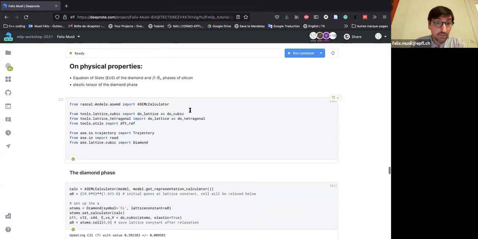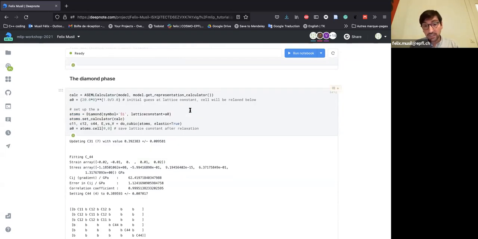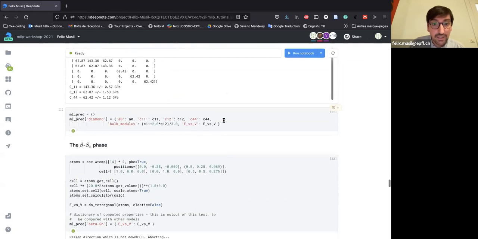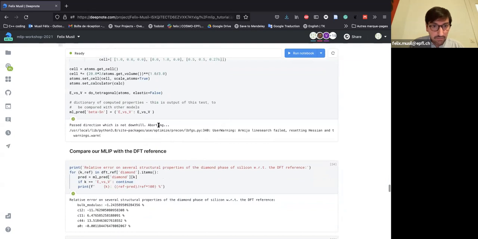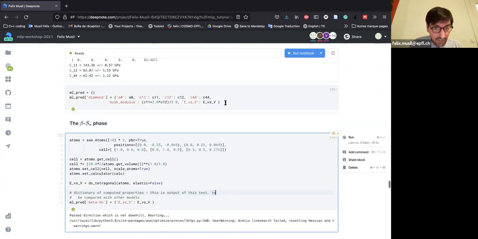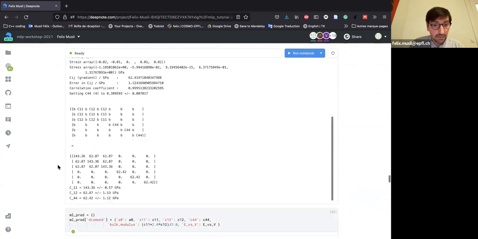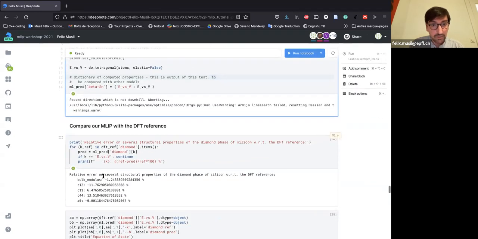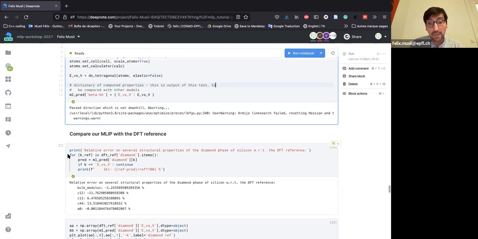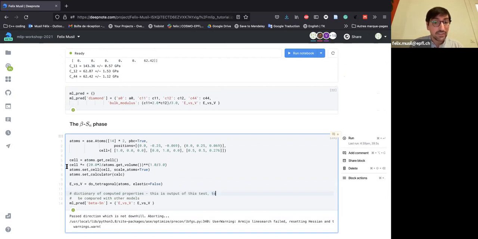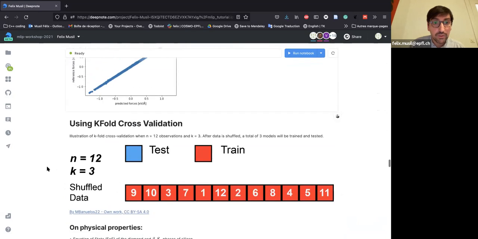And now we can predict and compare with some more meaningful targets. In this case, the elastic constants of the diamond phase and the beta-tin phase of silicon. As you can see, this particular model I just trained on the diamond phase. So we get decent estimates for the bulk modulus and other parameters. Also the lattice constant is quite good for the diamond phase, but it's not even converging for the beta-tin case.